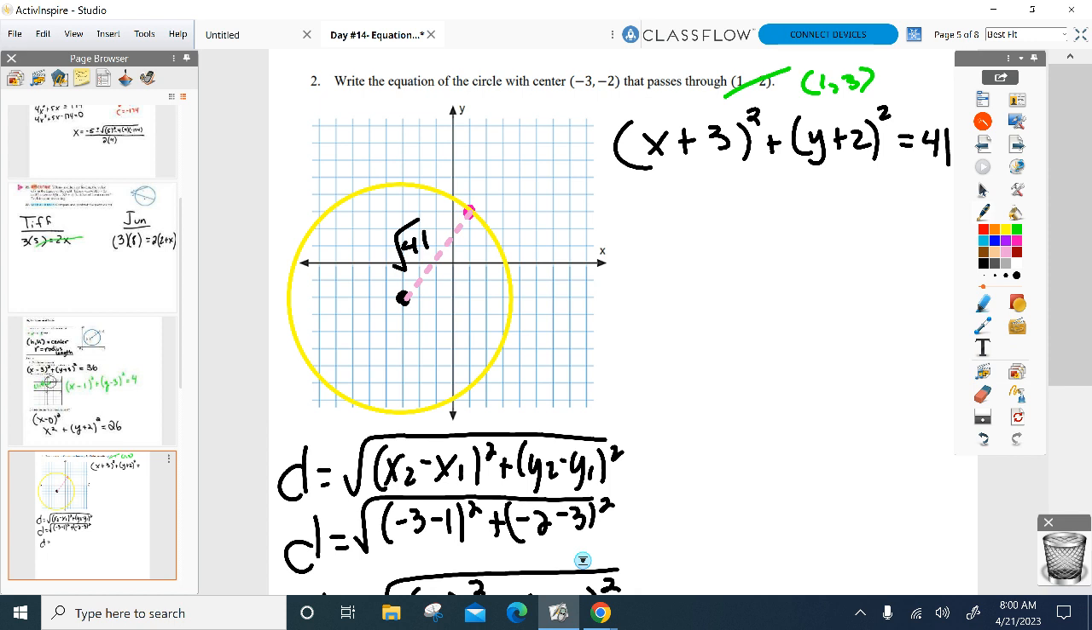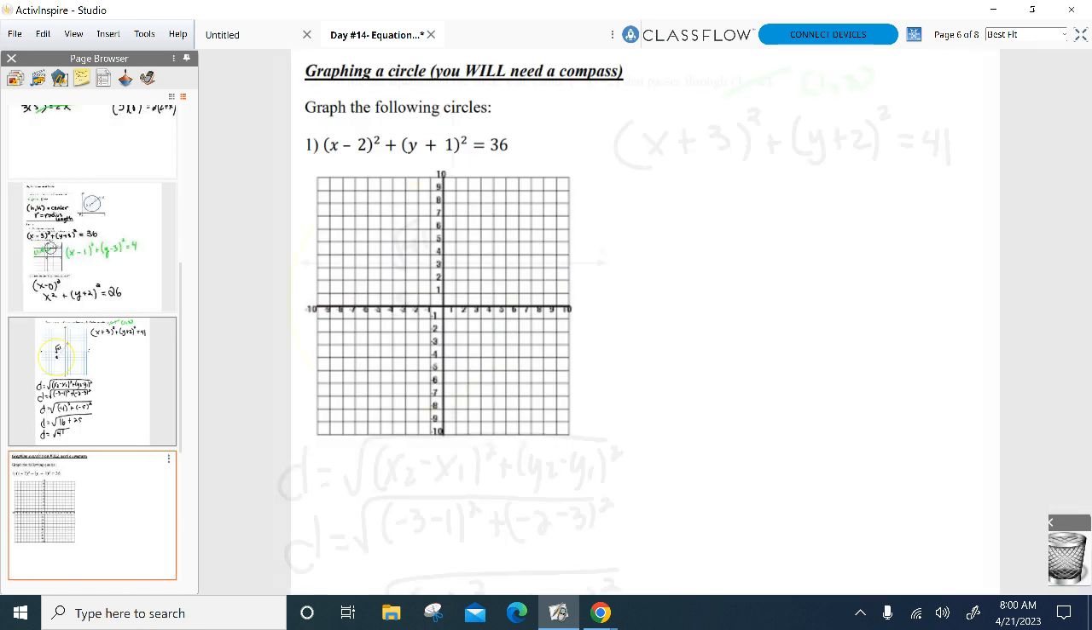Any questions from you guys? So again, you're not always going to be given the radius. You might have to use distance formula. All good? All right. Let's use our compass again.